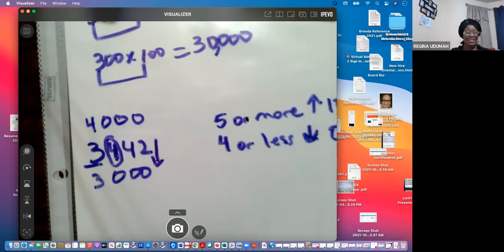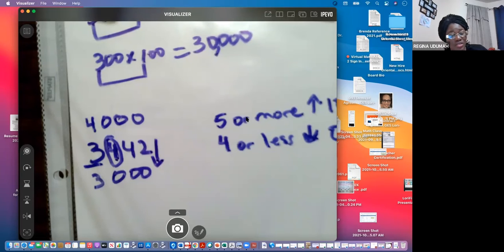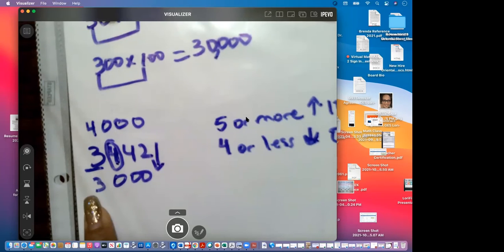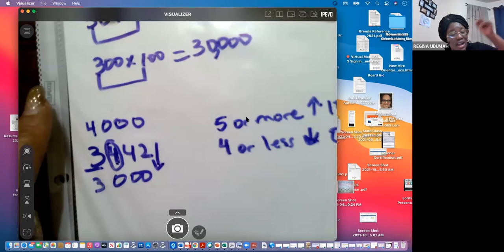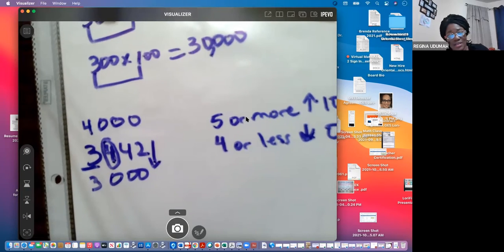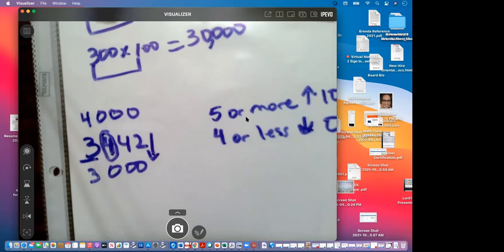If the number in the hundreds place is less than 5, you just round down to the lesser thousand, like 3,000. And if it is 5 or more, you round it up to 4,000. Yes, that is the answer. That's all you do with rounding. So let's try some.